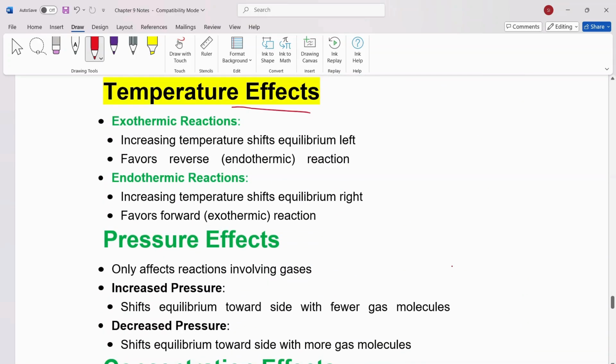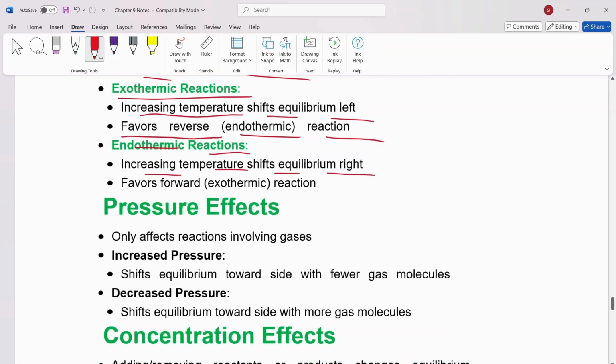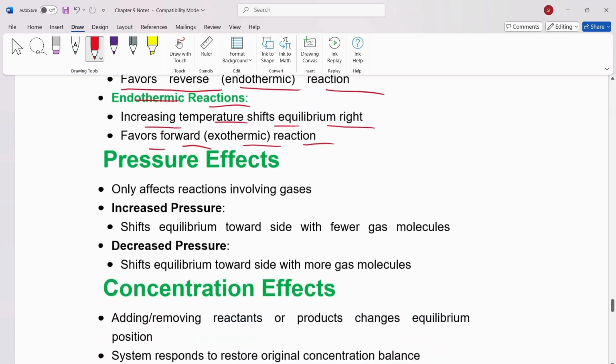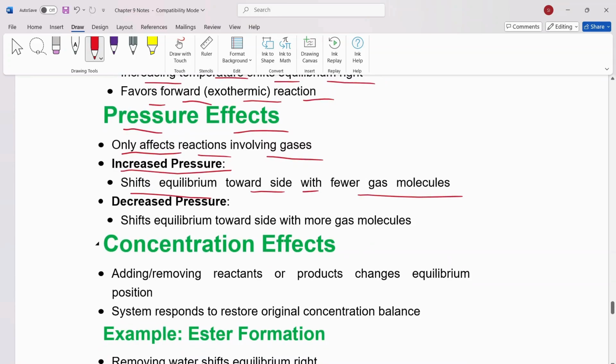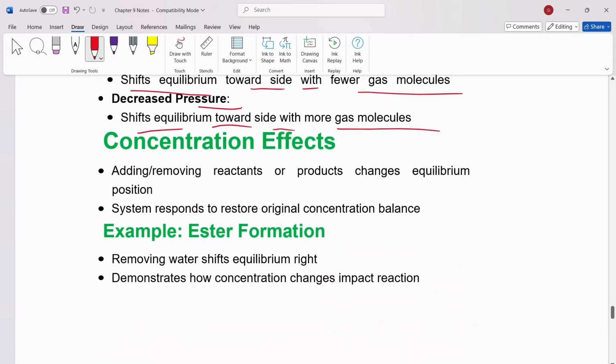Let's talk about temperature effects. In an exothermic reaction, increasing temperature shifts the equilibrium left, favors the reverse endothermic reaction. In endothermic reactions, increasing temperature shifts equilibrium right, favors the forward reaction. Pressure effect only affects reactions involving gases. Increased pressure shifts equilibrium towards the side with fewer gas molecules. Decreased pressure shifts equilibrium towards the side with more gas molecules.